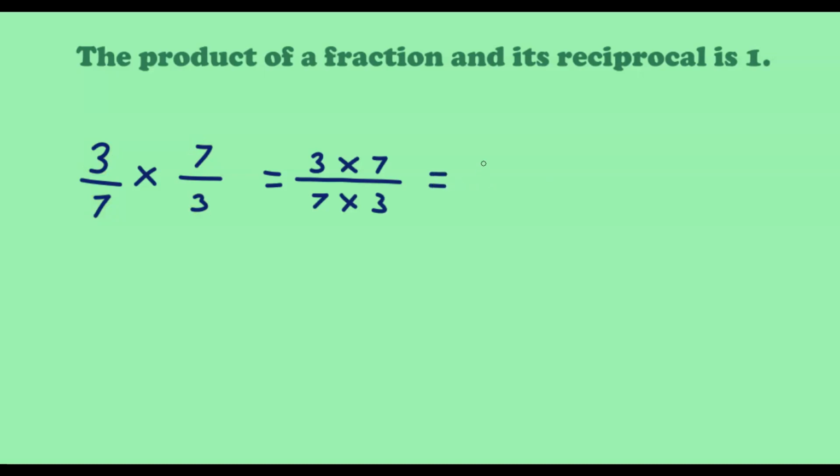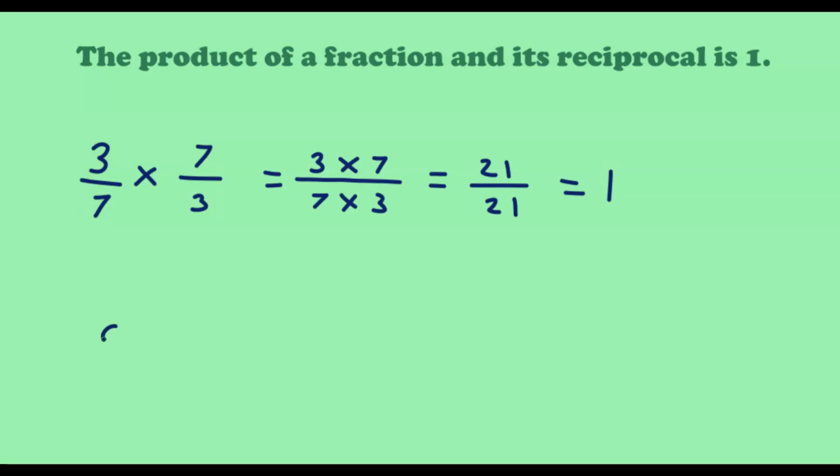3 times 7 is equal to 21, and we divide this by 7 times 3, which is equal to 21. Now whenever the numerator and the denominator of a fraction are equal, the result will be 1. That is, 21/21 is equal to 1. And so we can see that the product of the fraction 3/7 and its reciprocal 7/3 is equal to 1.